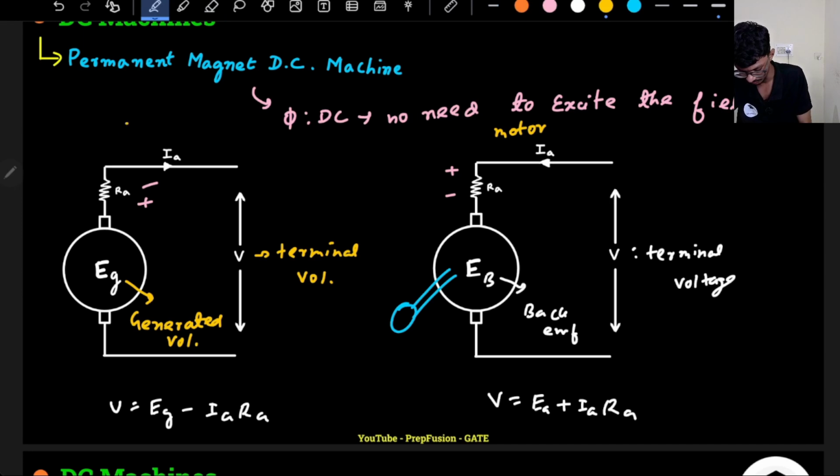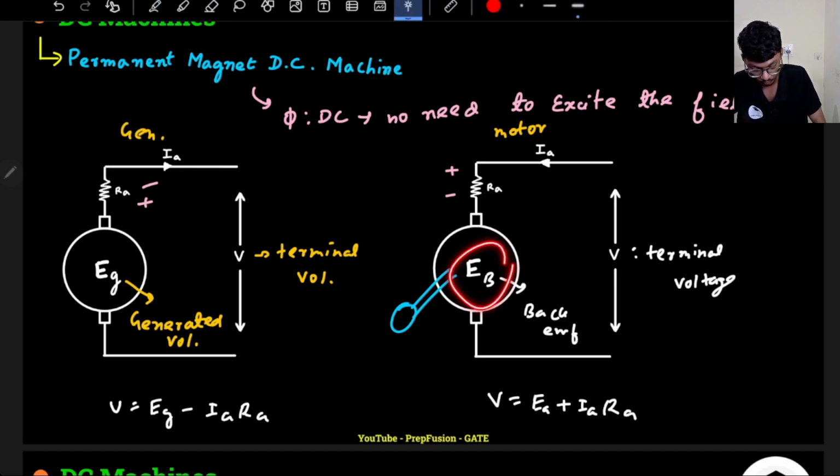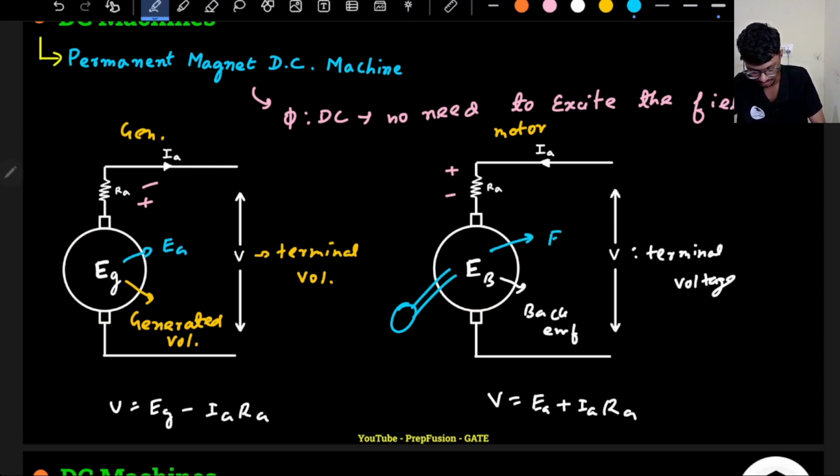This is the generator. Now if you are having confusions about why it is called back EMF and why it is called generator EMF, for now you can assume this to be the armature EMF. Sometimes in books they write EA as well. EA is basically the armature EMF. That's it basically.